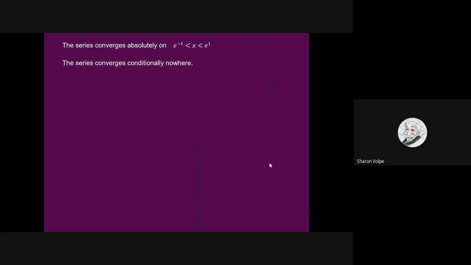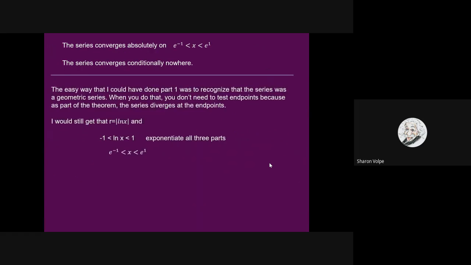Now, the second way that you could do this problem is this is a geometric series. And the geometric series, we never have to test their endpoints. Our r has to be between -1 and 1. And that means that I have to get x in here, and I have to exponentiate everything. So that gives me my interval. You do not have to check endpoints when you have a geometric series.